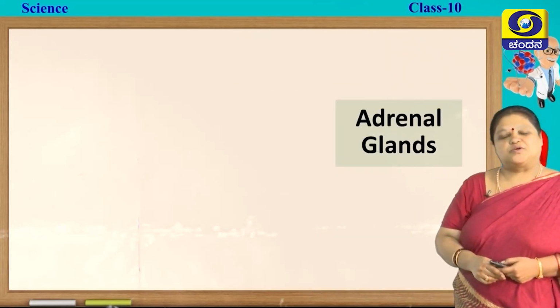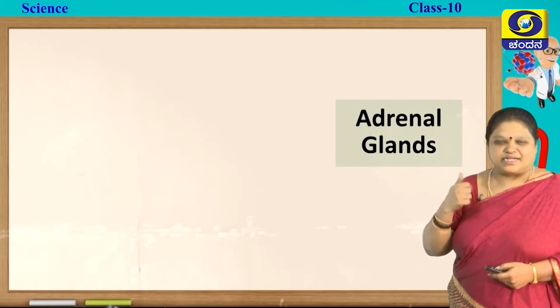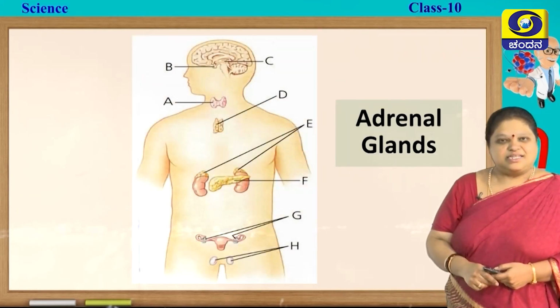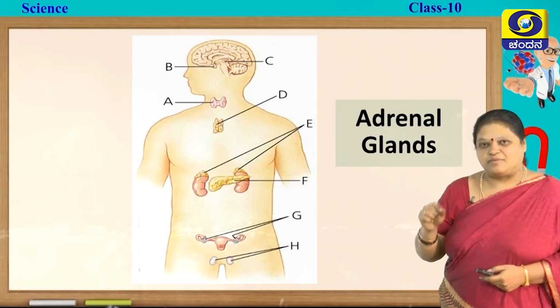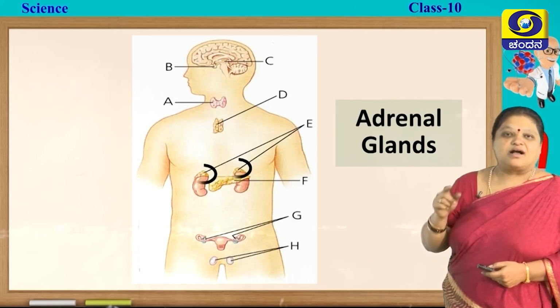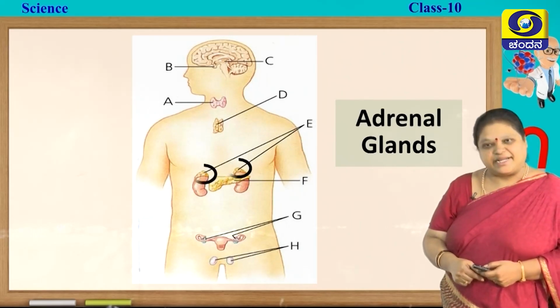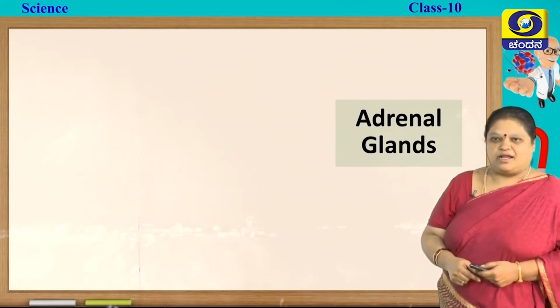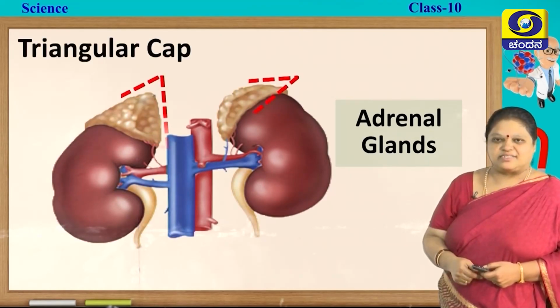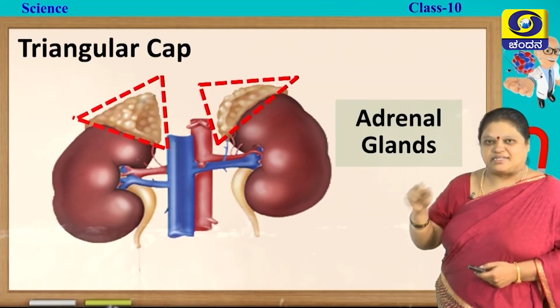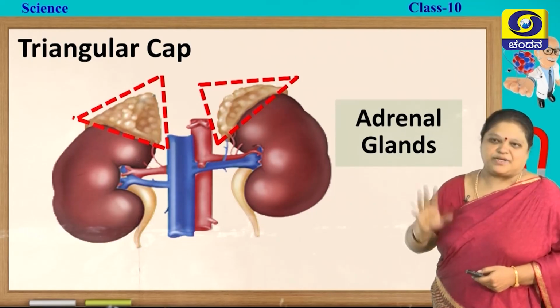Next we will go to another important gland, that is the adrenal gland. These adrenal glands, as the name itself suggests, renal means kidney, ad means above. Above the kidney it is present, and if you look in this picture you can see they are present as triangular cap like structures.